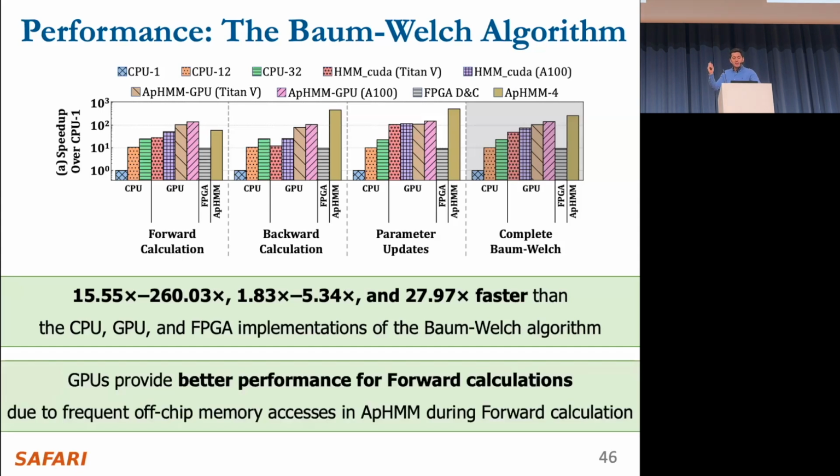And what we also see is that for forward calculation specifically, GPUs provide better performance. What we realize is that this is mainly due to the frequent off-chip memory accesses that ApHMM makes, because we calculate the DP table for forward fully.